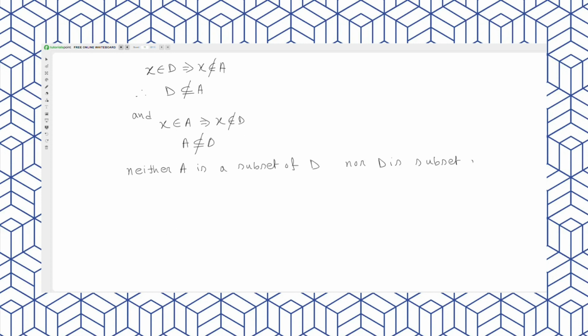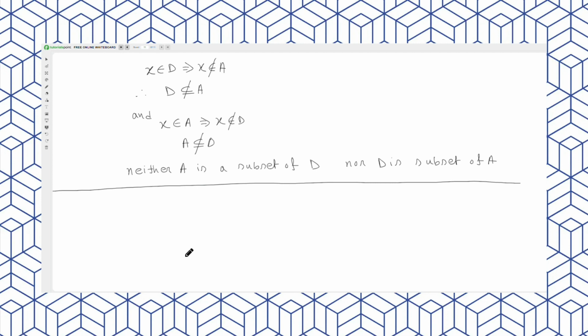Now the last example, set D. Each element of D is not an element of A, therefore D is not a subset of A. Also each element of A is not an element of D. A is not also a subset of D. Neither A is a subset of D nor D is a subset of A. With those given examples, we can easily recognize which one is proper subset and which one is equal.